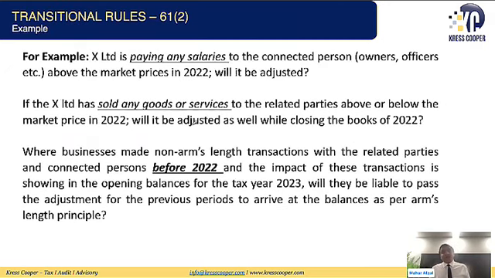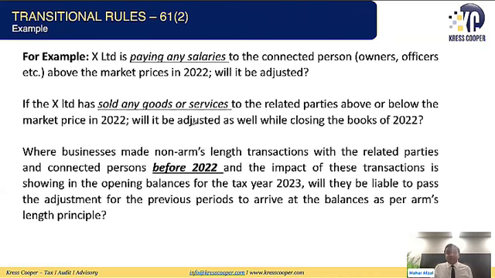Just look at another example. X Limited paid salary to a connected person, owners, officers, or their related parties, above the market prices in 2022. Will it be adjusted? If the higher salary was paid to the connected parties, well beyond the market, then definitely it will lead to lesser accounting profit in the previous year and, ultimately, if the profit is converted to retained earnings, lesser retained earnings. So what will be the impact?